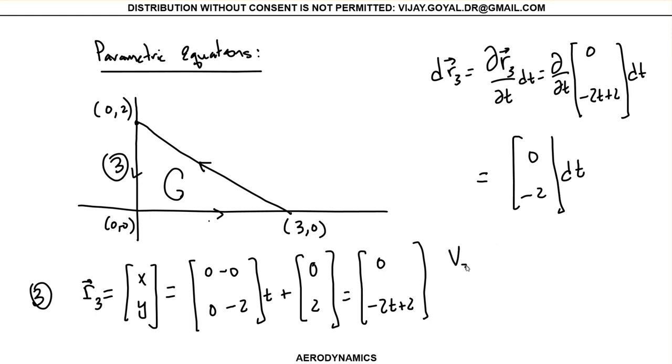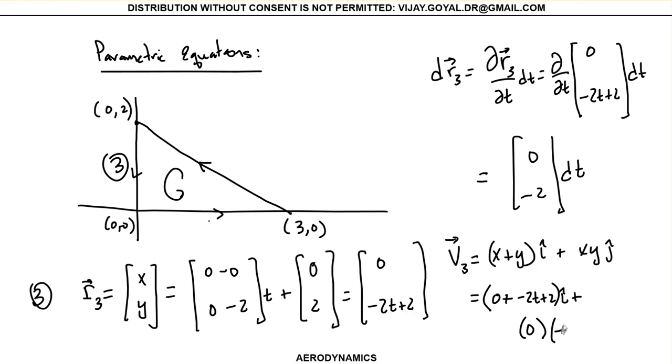Okay, and then the velocity field acting along this segment would be xy i plus xy j, and x is actually 0, y is minus 2t plus 2. So it's 0 i plus 0 times minus 2t plus 2 j. Okay, this is the easy way to do the problems. It's very straightforward. Now your total circulation is the integral. Since we already did the parametric equations, I just integrate 0 to 1. That's the beauty of it.